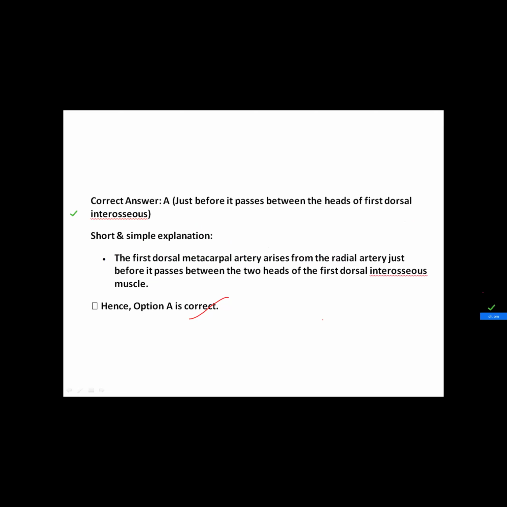Okay, Dr. Monica is saying A. It runs along the dorsal aspect of the first metacarpal, if you know. And it supplies the thumb and the lateral side of the index finger. Right? Okay. So you are saying option A. Let's see. So the correct answer is A. Just before it passes between the heads of the first dorsal interosseous. Right? The first dorsal metacarpal artery arises from the radial artery just before it passes between the two heads of the first dorsal interosseous muscle.